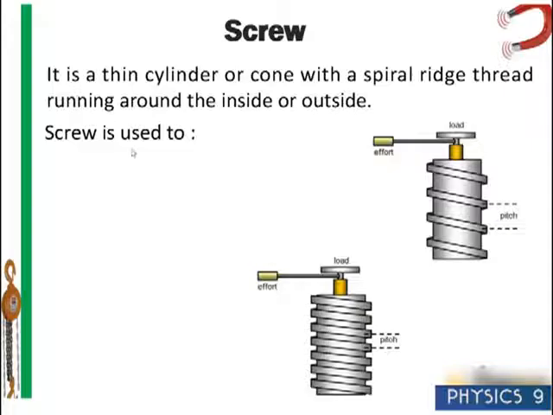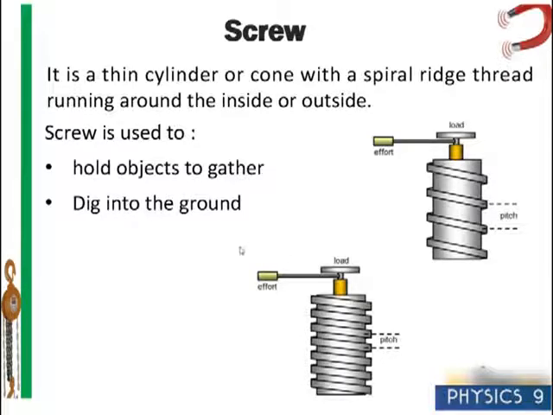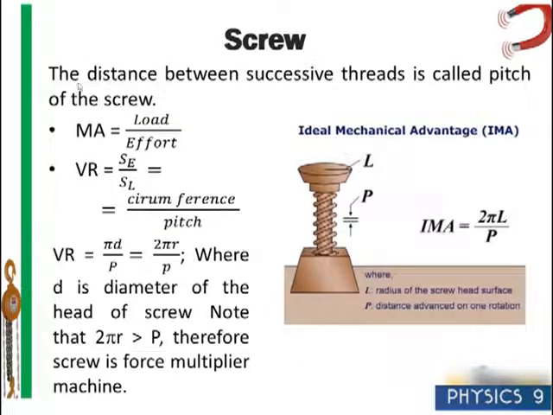What is a screw used for? Well, a screw is used to hold objects together. It's also used to dig into the ground. It can be used to bore through rocks. As we've said, the distance between successive threads is called the pitch of the screw.